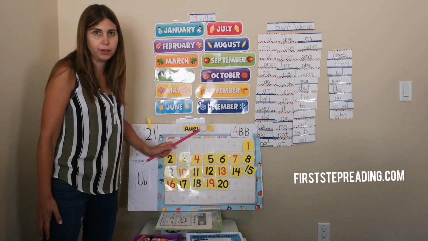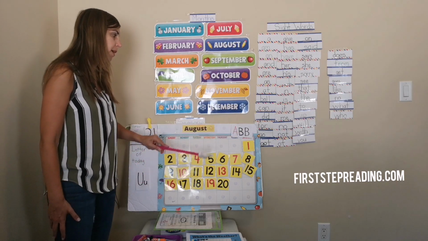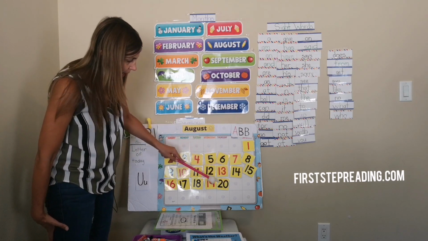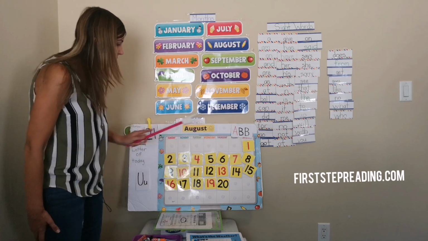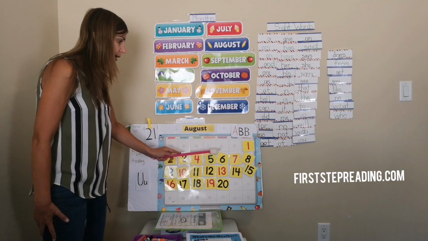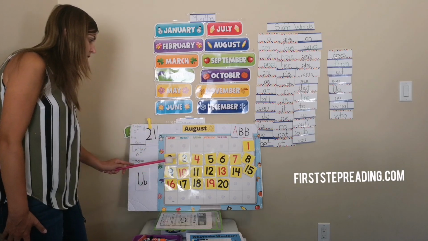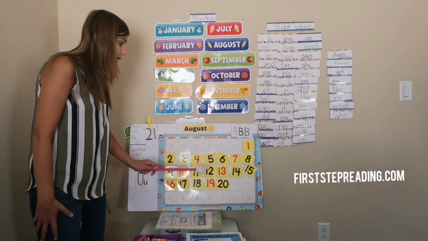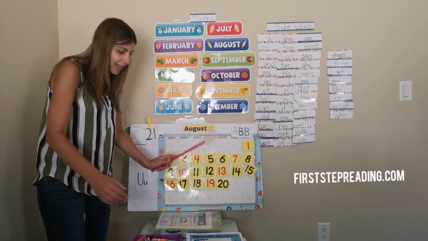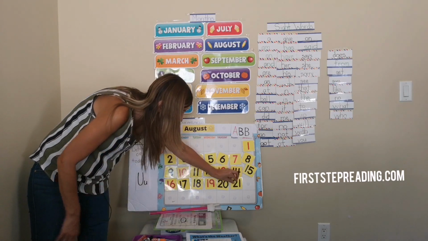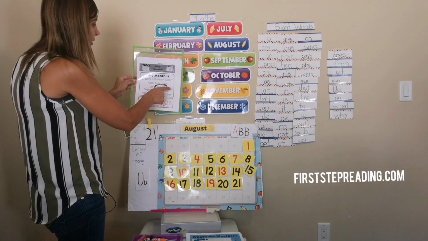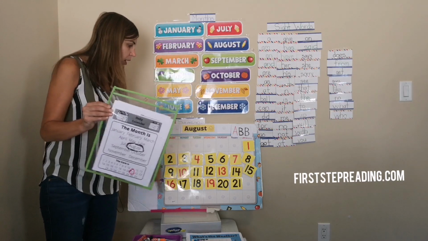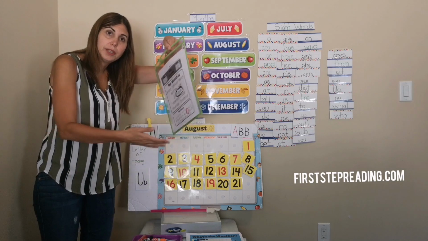But we have a pattern on our calendar. It's an ABB pattern. Red, black, black. So let's figure out if our 21 should be black or red. Red, black, black. Red, black, black. Good job. 21 should be black. So on my calendar, I can circle August 21. You can do it with the date that we're doing here, or you can do it with the date that you're watching the video.